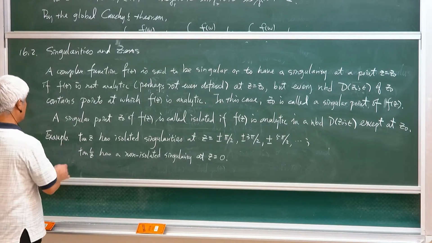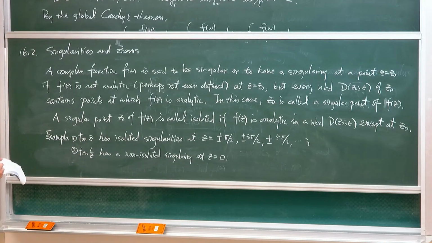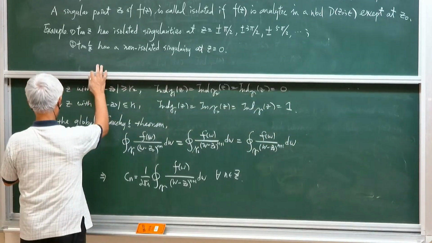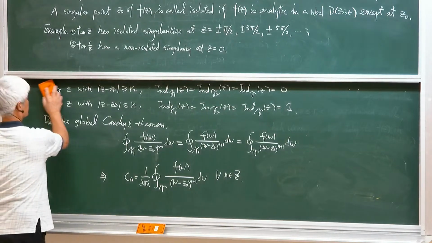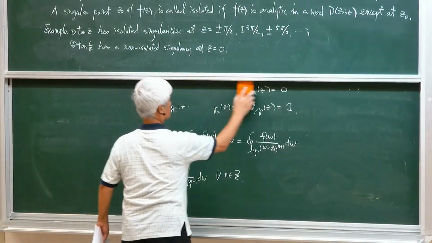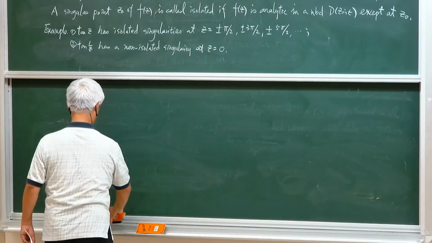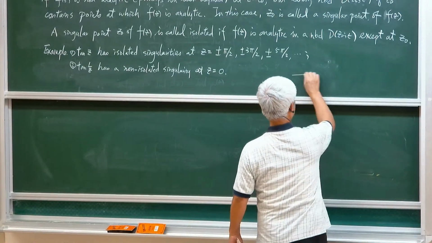Right. So this gives us two examples. We consider isolated singular points first. So let's see for tangent z.